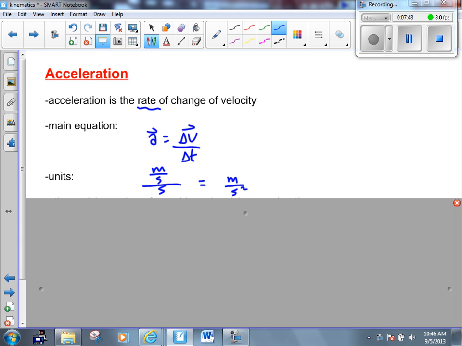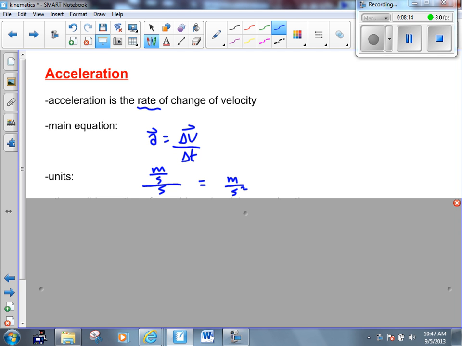Can you tell me if acceleration is a vector or a scalar? Okay. It's a vector. Yeah, how do you know? Good. That's the first way, in fact, the most important way that you can determine that acceleration is a vector. If it involves velocity, and velocity is a vector, then it's got to be a vector itself. So acceleration is a vector.